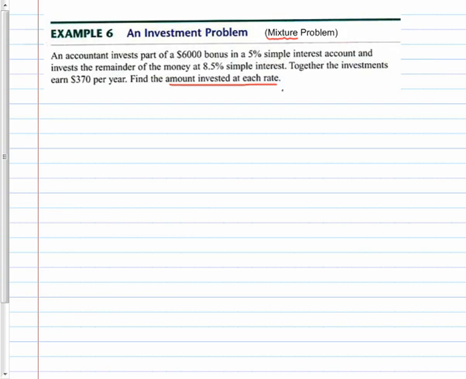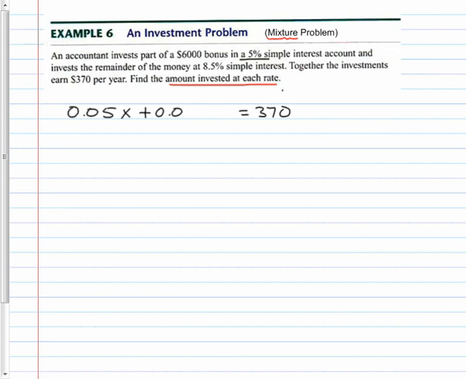Well, I know I total 370, so that's what this is going to equal when I'm all done. Now, I have a 5% account. 5% is what as a decimal? 0.05. Do we know how much we're investing in this 5% account? No, we don't know how much we're investing. We know total we're going to invest $6,000. X, that's where our variable comes in. Plus we're going to invest in an 8.5% account.